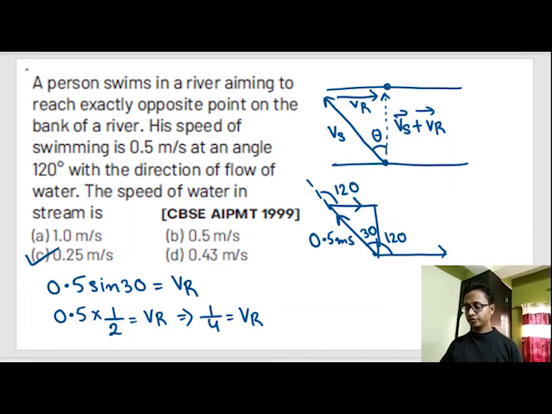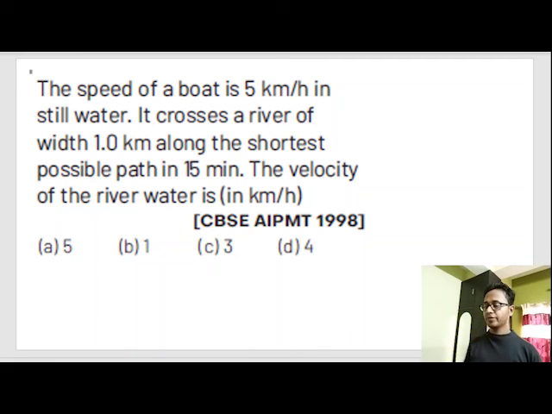Now, next question. The speed of a boat is 5 km per hour in still water. It crosses a river of width 1 km along the shortest possible path. See, all your questions are given in shortest path. Very few, none of the questions are given in shortest time. It crosses the river along the shortest possible path in 15 minutes. Find the velocity of the river in kilometer per hour.